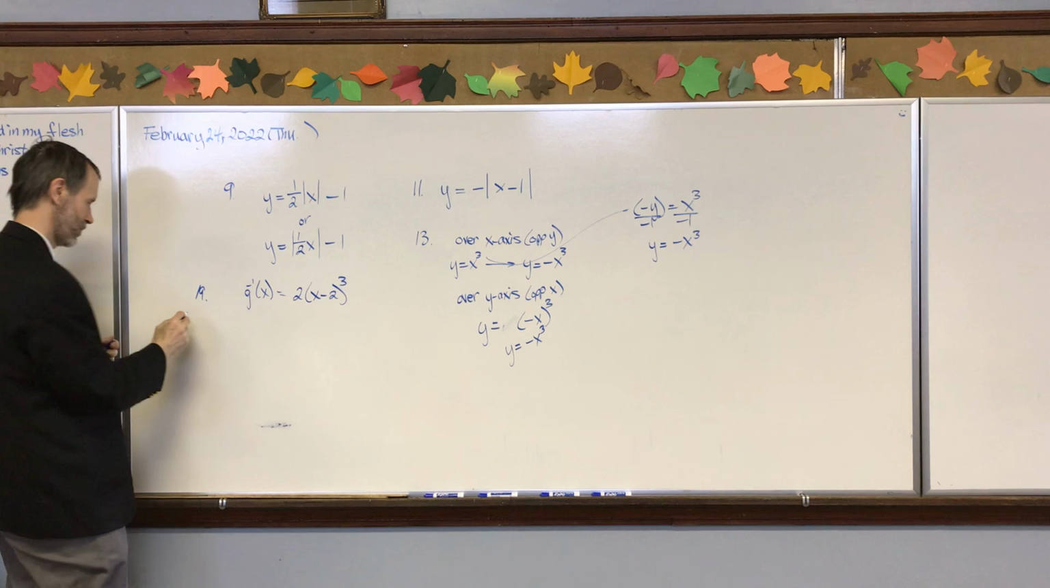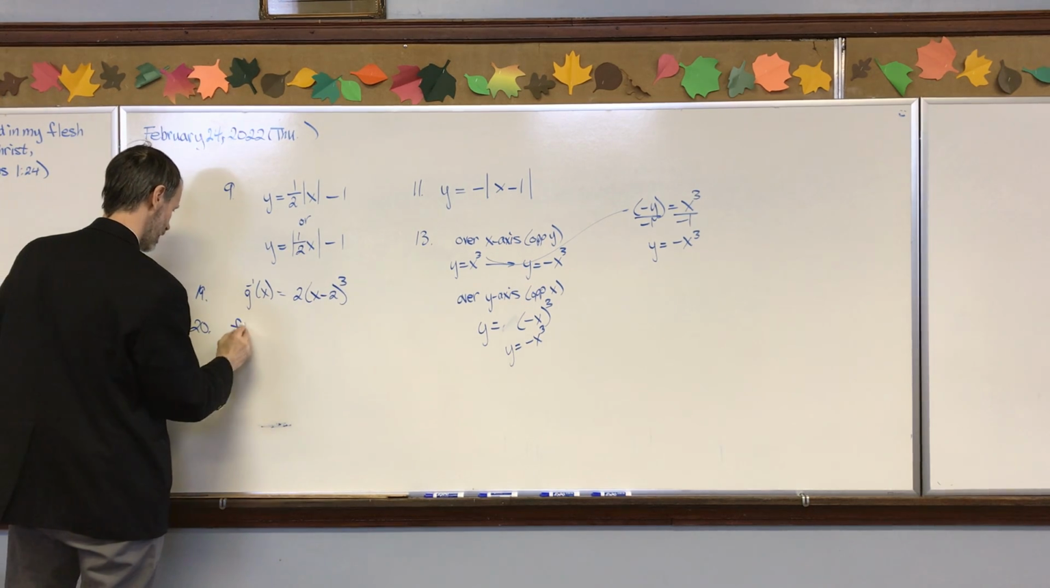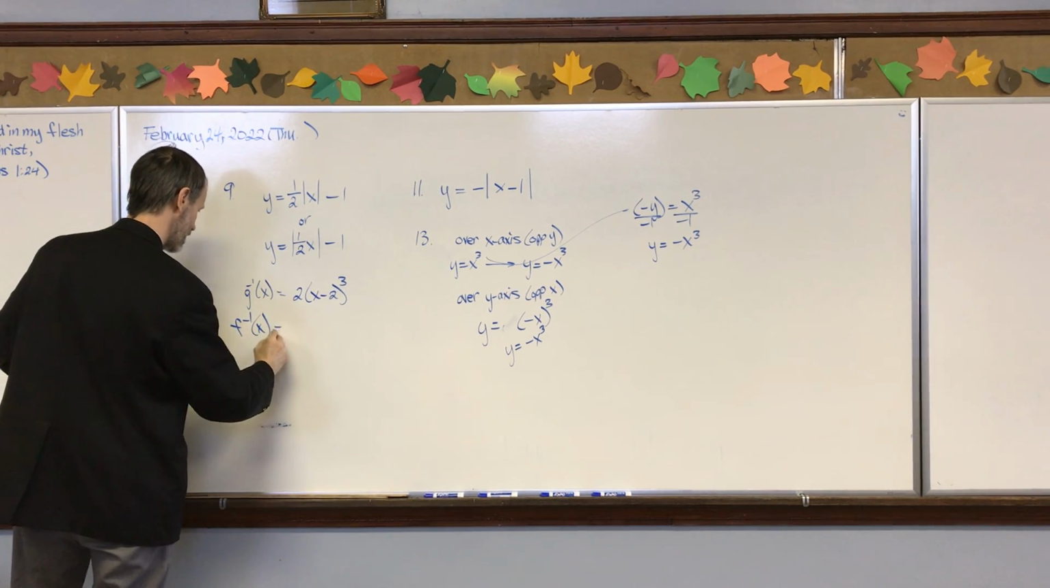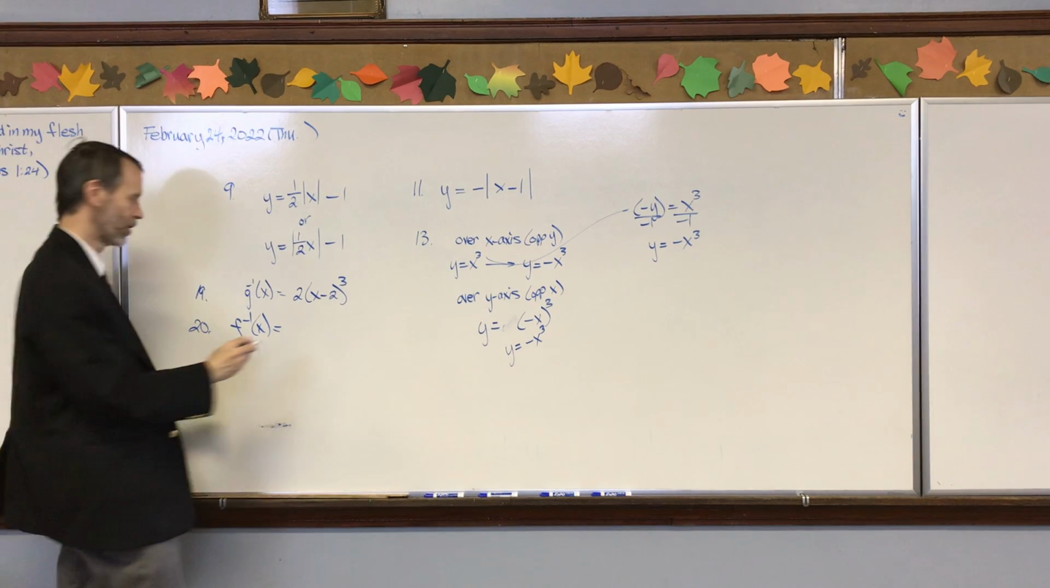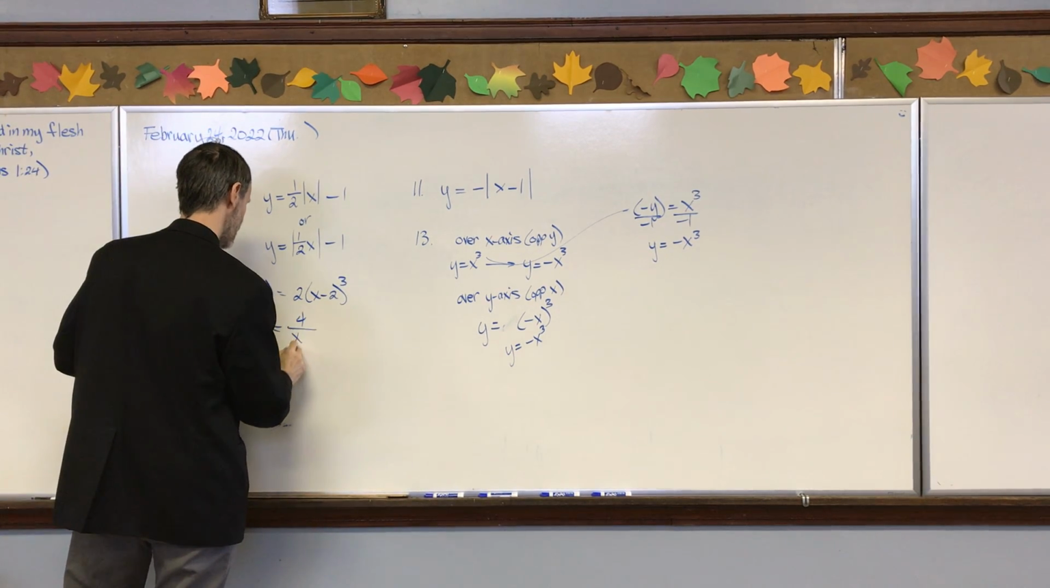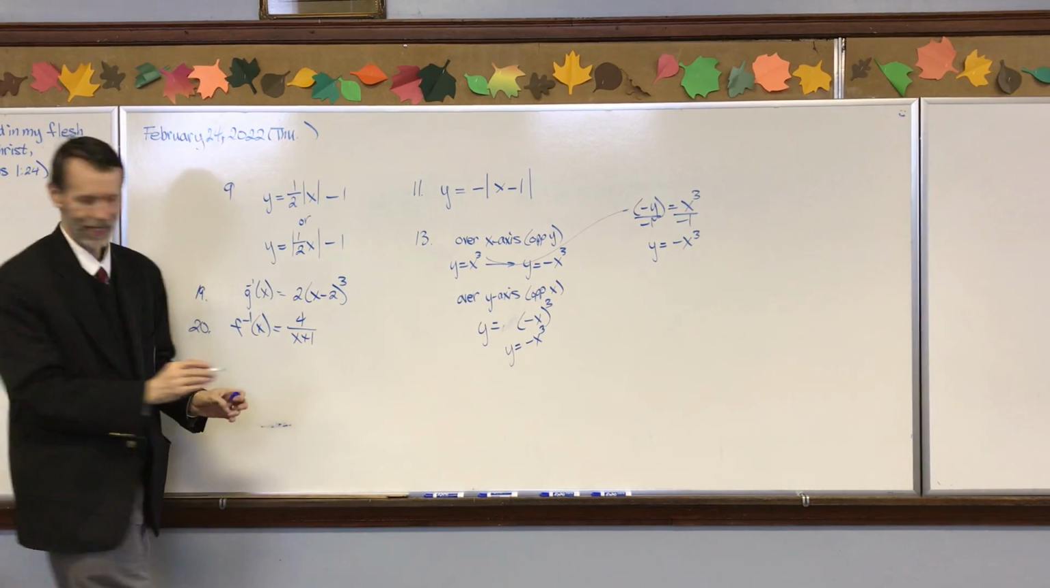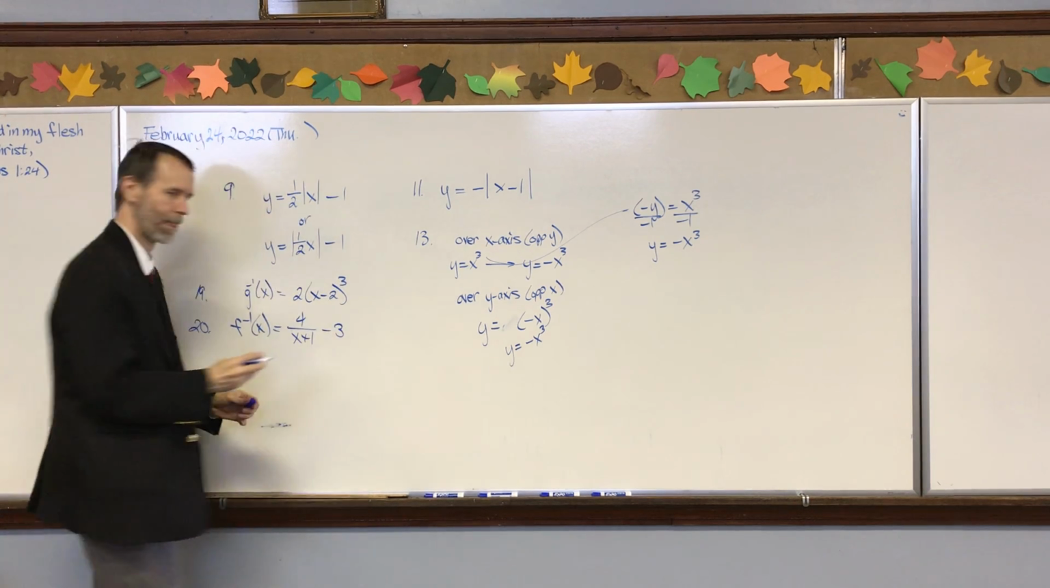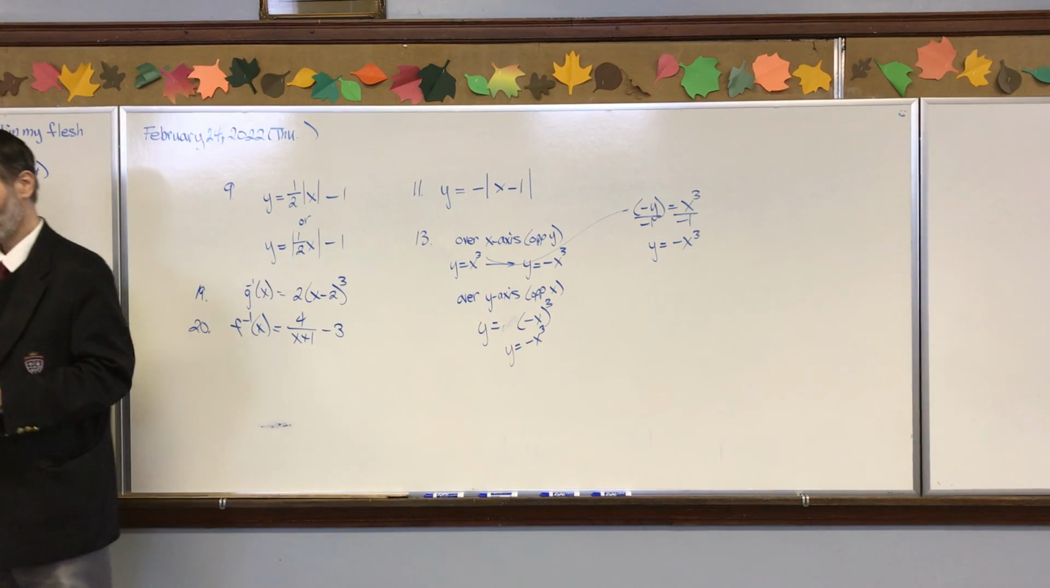Number 20, I'll just write that out. F inverse of x is this. It's 4 over x plus 1 with a minus 3 afterward. Everybody go with this?